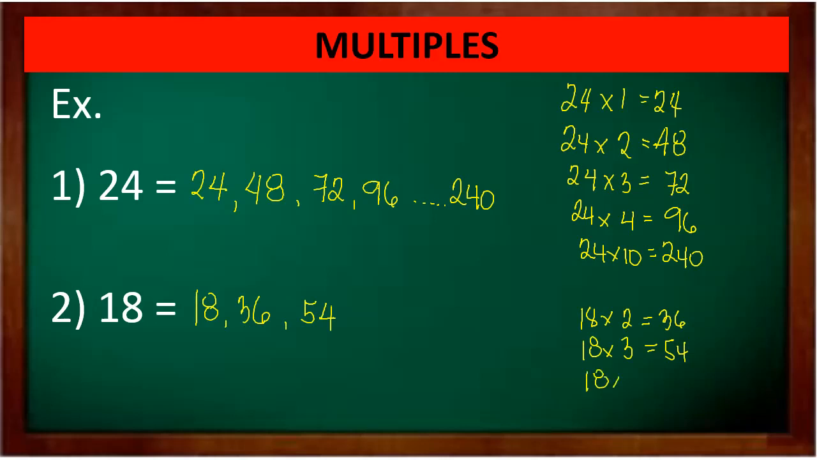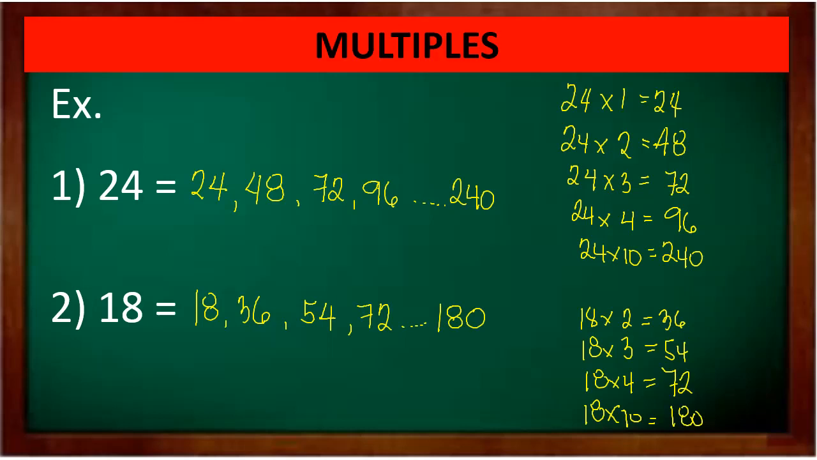Then we have 18 times 4. That is equal to 72. So 72 is also a multiple of 18, because when we divide 72 by 18, that will give us 4. So on. So pwede natin 18 times 10. That is 180. So 180 is also a multiple of 18, because when you divide 180 by 18, that will give you an answer of 10.